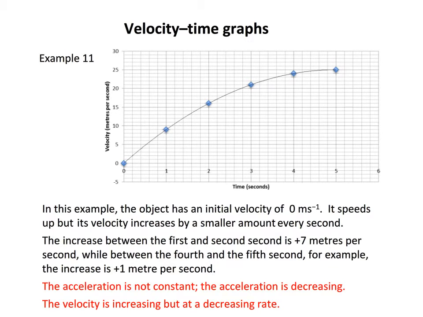Here's another example. Let's read what the graph tells us here. The object has an initial velocity of 0 meters per second. It speeds up, but its velocity is increasing by a smaller amount every second. The increase between the first and second second is 7 meters per second, but if we look between the fourth and fifth second, the increase is only 1 meter per second. So in this case, acceleration is not constant, the acceleration is decreasing. The velocity is increasing, but at a decreasing rate.